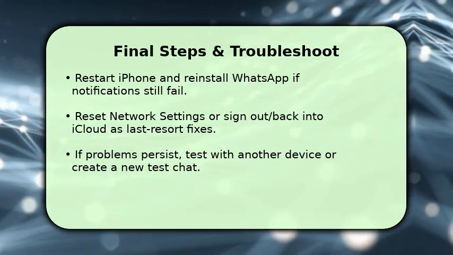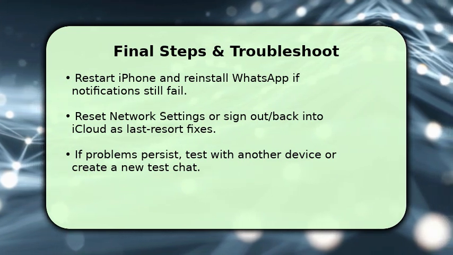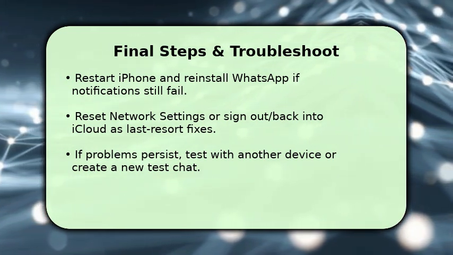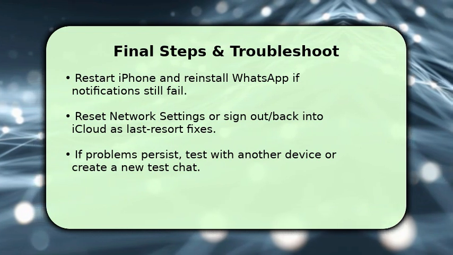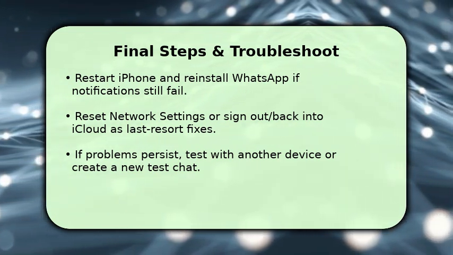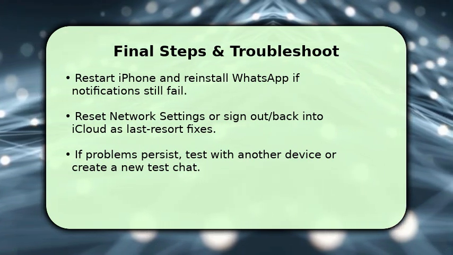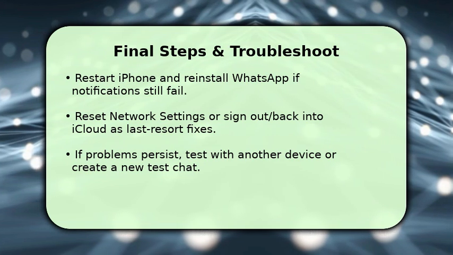You can also reset network settings if packets aren't reaching Apple Push Notification Service. Once reinstalled, regrant notification permissions and test with a friend or a new group. If issues persist, sign out and back into iCloud, or try your account on another iPhone to isolate device versus account problems.